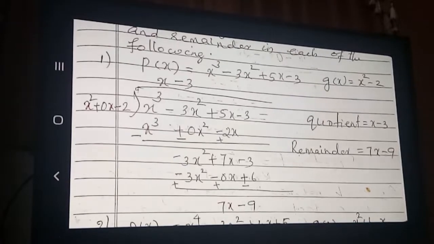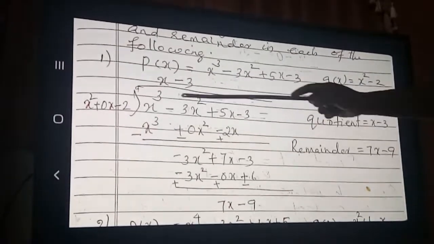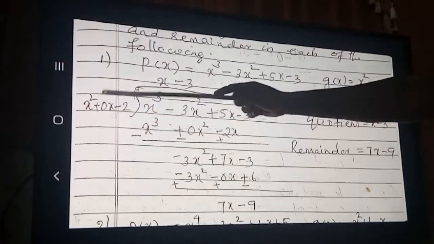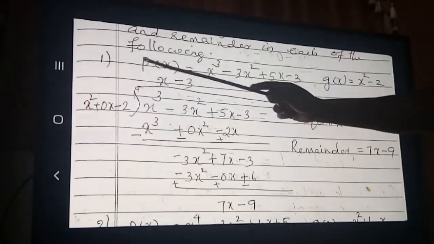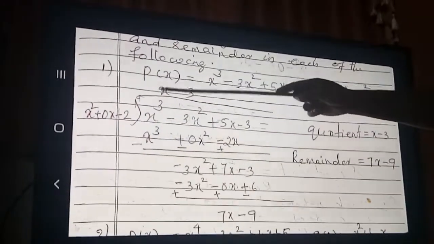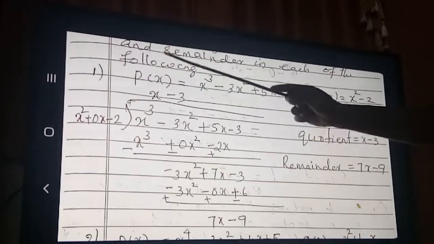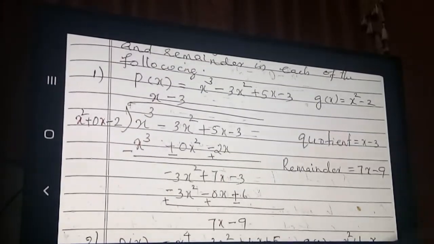So division all of you knowing very well. The previous class we explained in detail. So how to do first term by first term? So what you got, x. So x multiply by these all the three terms you write here. x into x square, x cube, x into 0x, 0x square, x into minus 2, minus 2x.